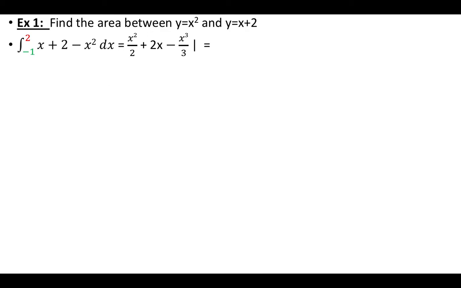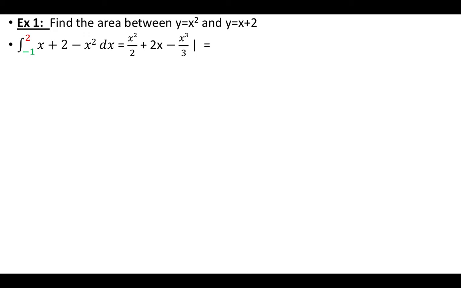Now here's the thing. It's not a huge issue if, let's say, I did x squared minus x plus 2. It wouldn't be a huge issue because what would end up happening is that your area is negative. All you have to do is change your area to positive and you'll get the same answer. So basically, if you get a negative area, then you might have made a mistake. You just change it to positive and that's fine.